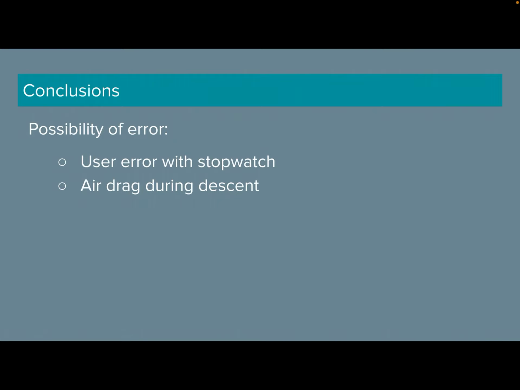And there was probably air drag during the descent. So that could be why the computational model and our observed results don't really match.